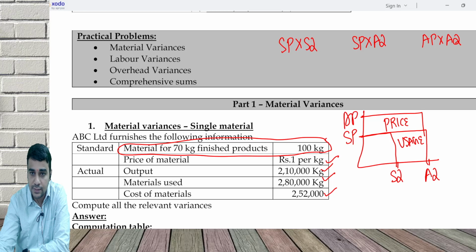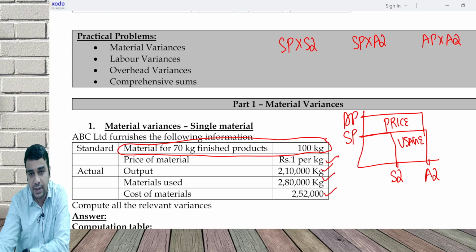Any doubts on this? Put the computation table below that. This is going to be a fairly simple area. Standard costing is considered to be the toughest by students. But if you understand the logic of the formula, every problem I do, I'll follow the same pattern. The only place where students find it a little difficult is SQ calculation. There sometimes they make a mistake.